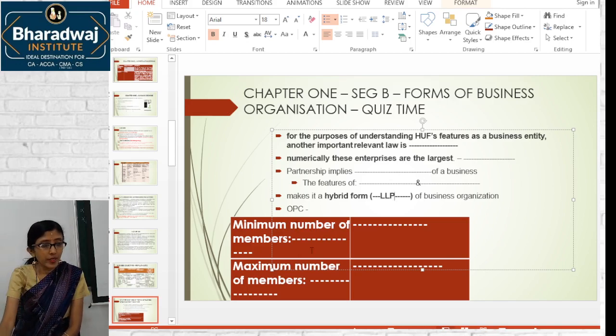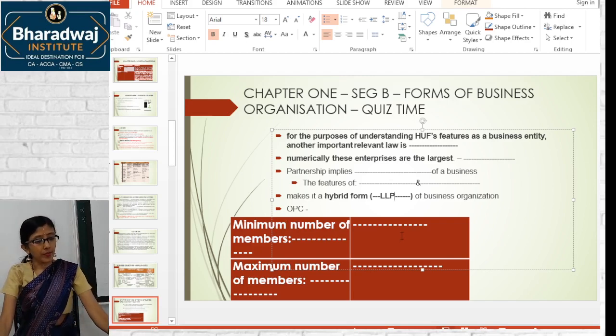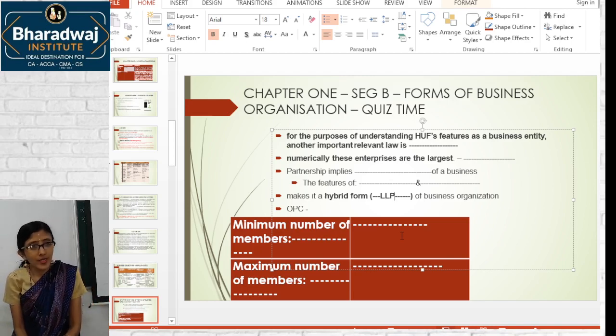First column, remember this is for private company, minimum and maximum number of members. This is for public company. Column B is for public company. Anybody completed? Raise your hands.